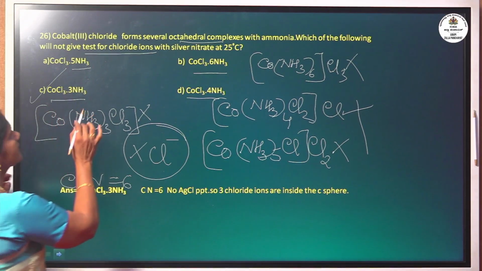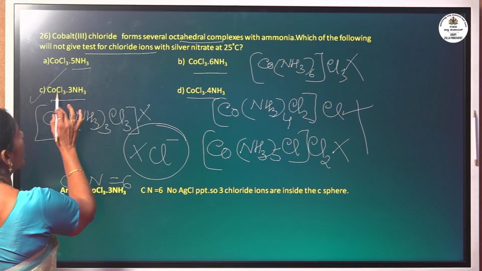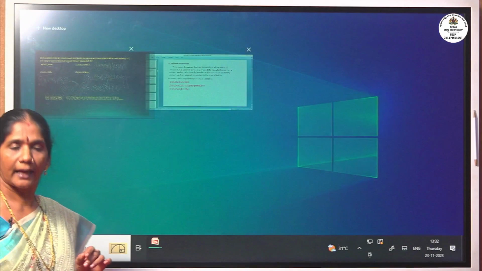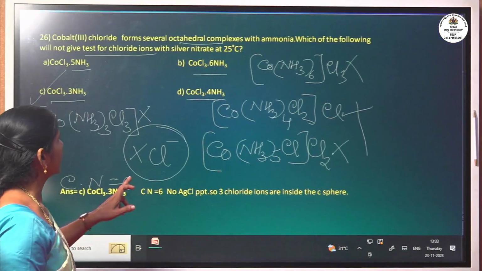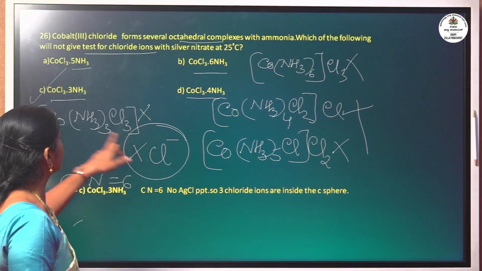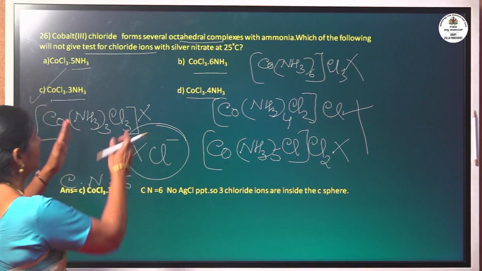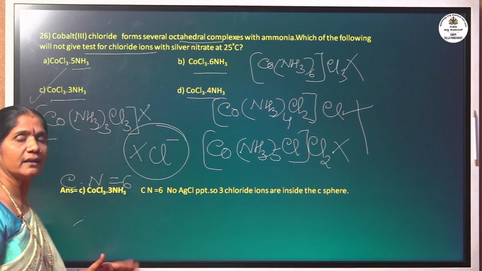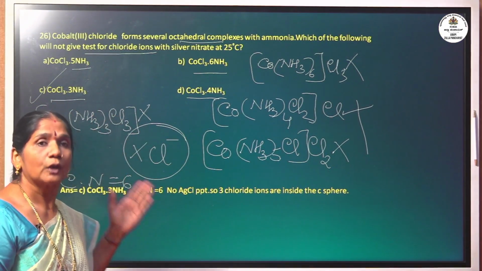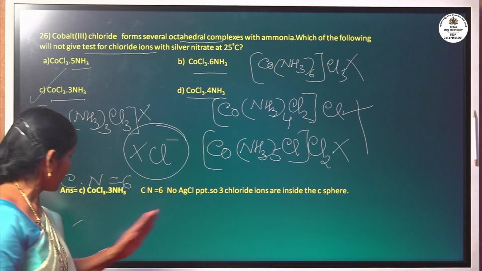Finally the answer is C, where with coordination number 6, all the 3 ammonia molecules and chlorine atoms act as ligands and are inside the coordination entity, where chlorine is not present as Cl minus outside the coordination sphere.